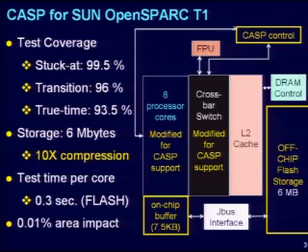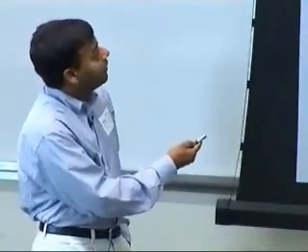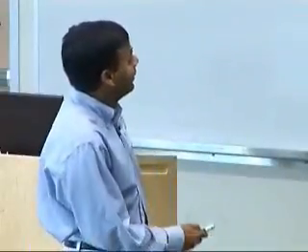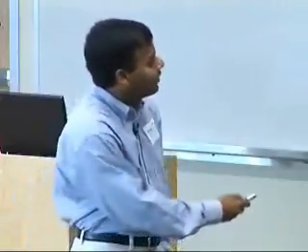So we looked at, actually, Yanjing did this work, we looked at the CASP for the OpenSPARC T1 because it's open source. And if I show numbers, you won't be able to say that this is some academic speaking, this is a real design. As you can see, even with a 10x compression, you're talking about 6 megabytes of storage, which is nothing, isn't it?